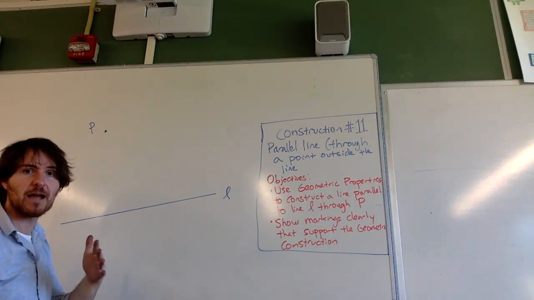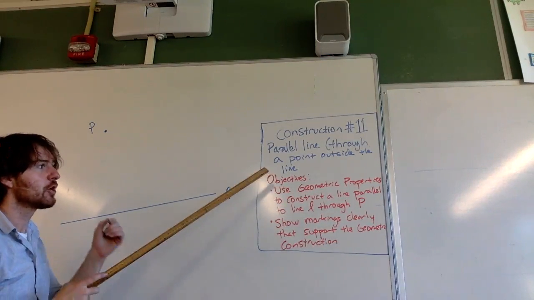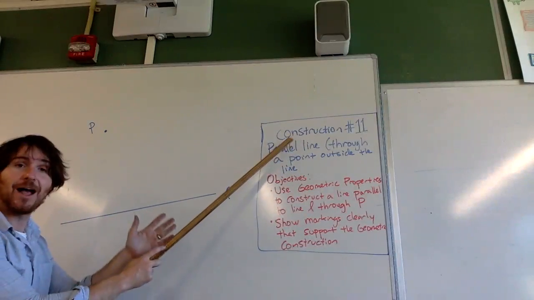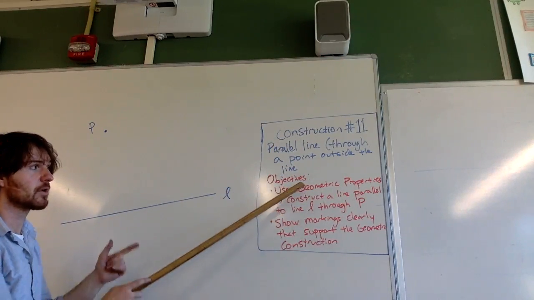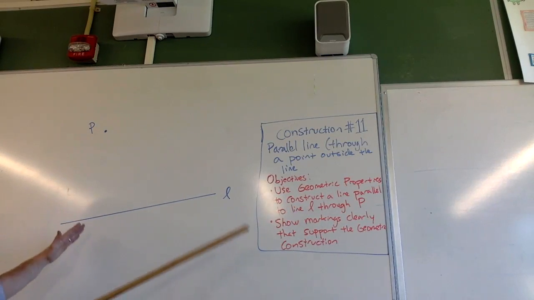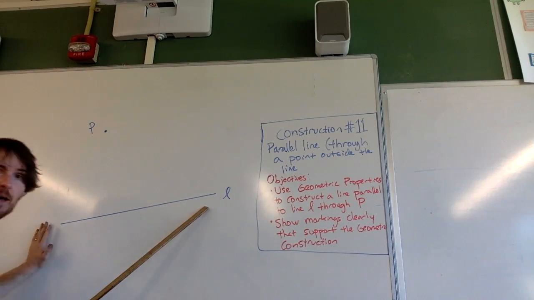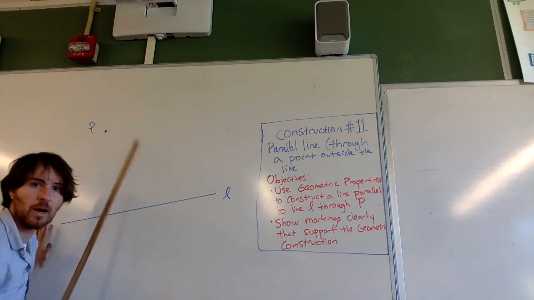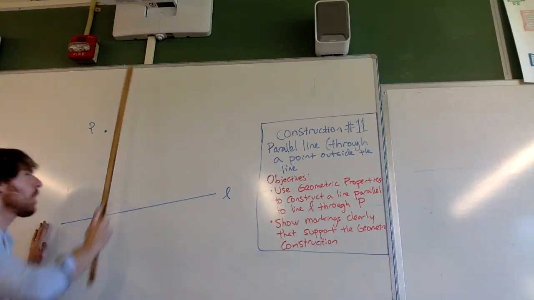Just to remind you guys, whenever you're doing construction, your objectives are to use geometric properties to find whatever it is you're trying to construct. So I'm going to use geometric properties here to construct a line parallel to line L that passes through point P. Now point P could have been kind of anywhere, right? So that means it could be way far away.